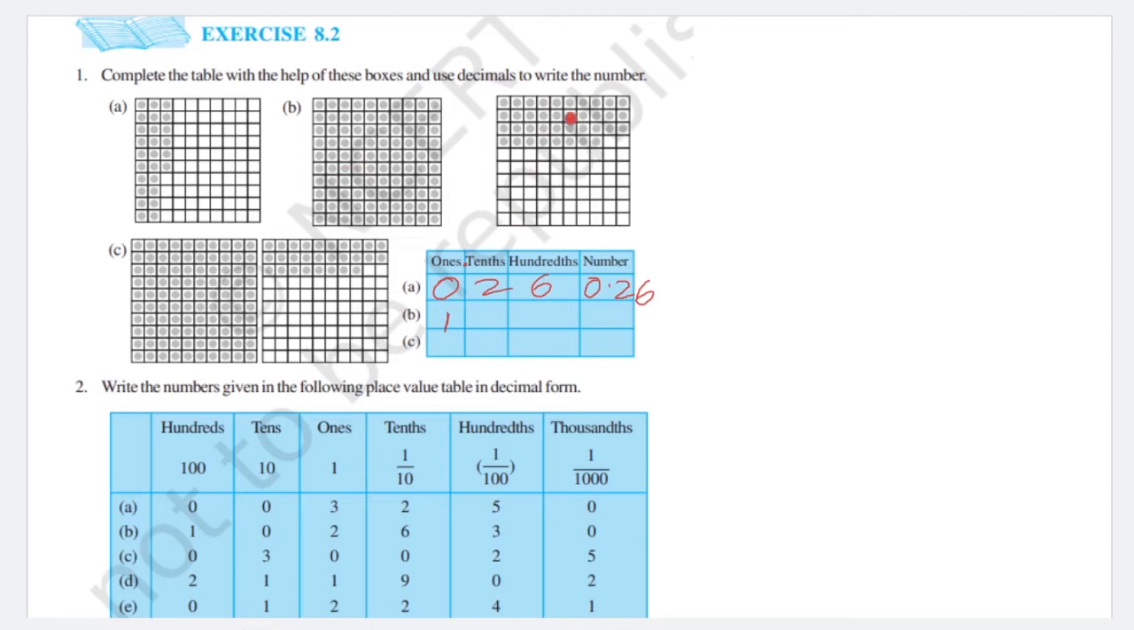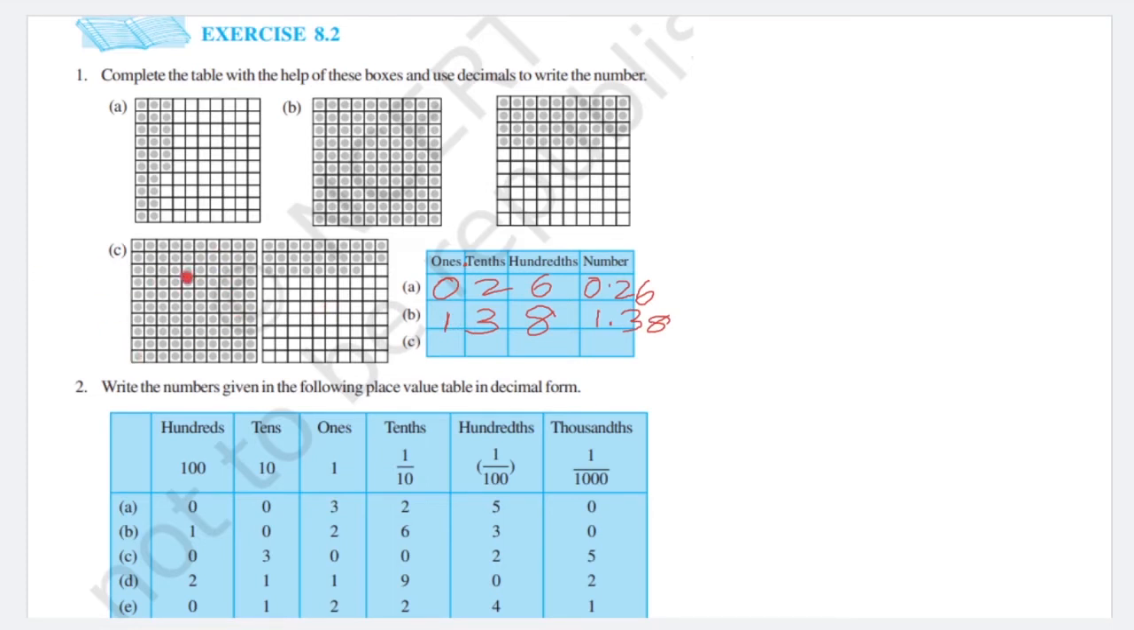And the next one, tens, see this one row is being completed. So this will be 1/10, 2/10, 3/10 are there. So you can write 3. And in the hundredths position, you will have 8. So what will be the number? Point will be placed after units place or ones place. So the answer will be 1.38.